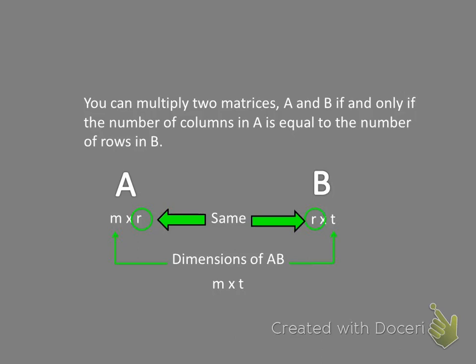Here's how you do it. First off, when you can do it. You can multiply two matrices, A and B, if and only if the number of columns in A equals the number of rows in B. Number of columns in A equals number of rows in B. Columns in A, rows in B.